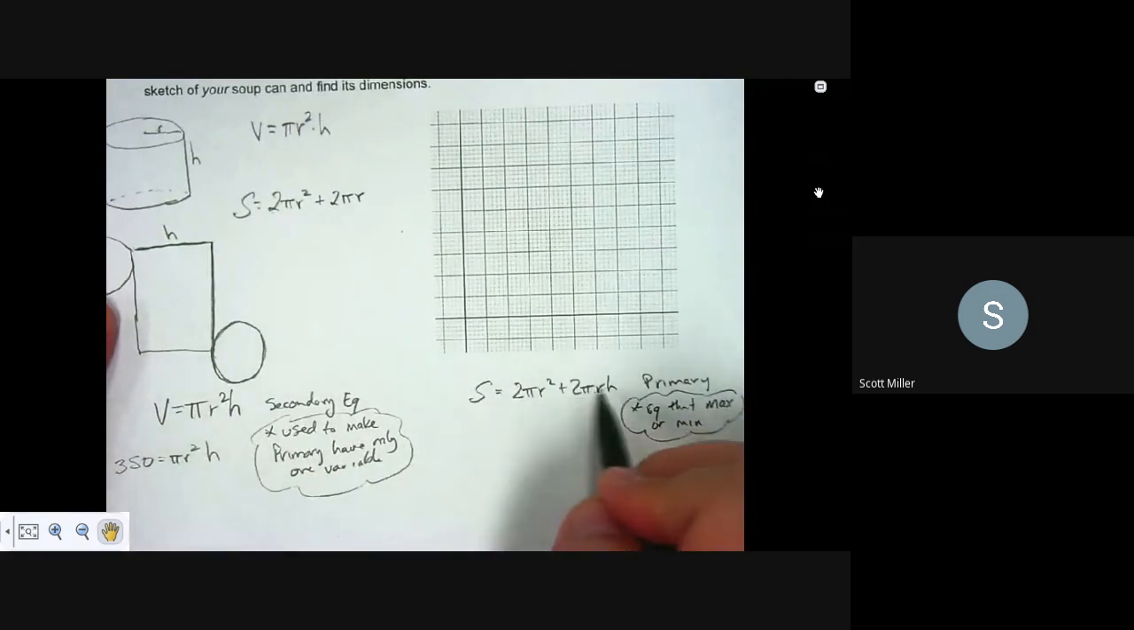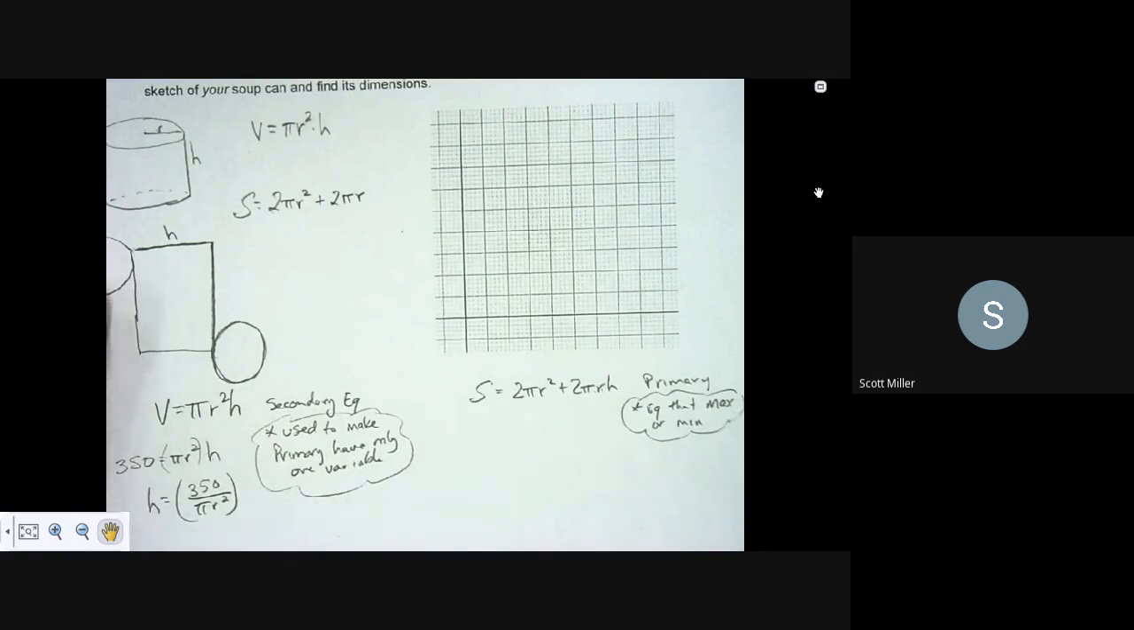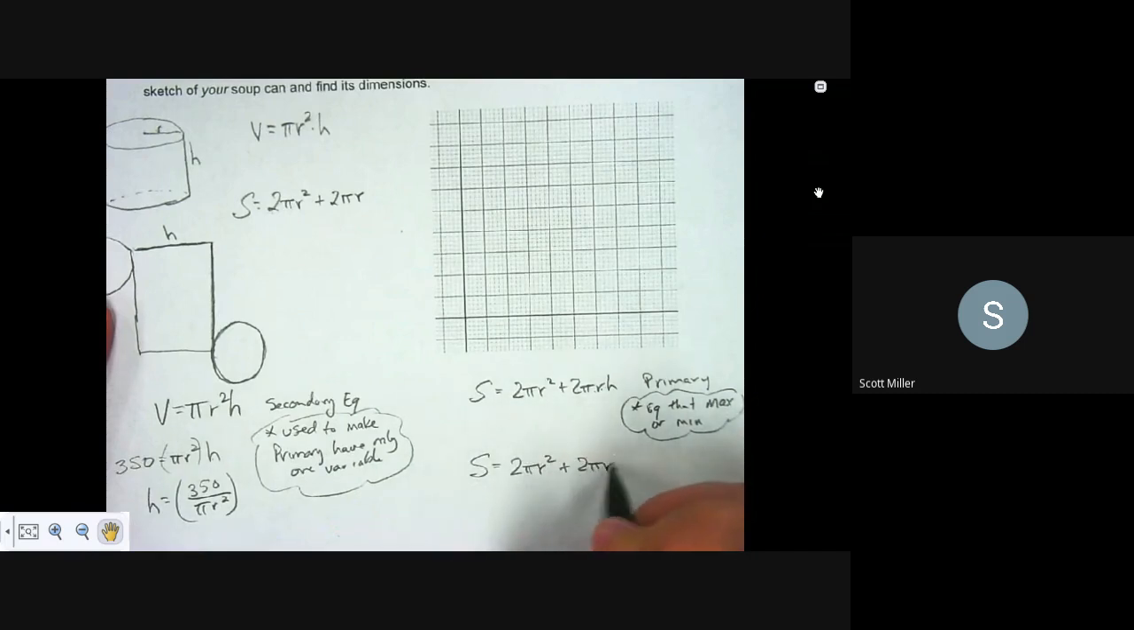And so you can see that it's very easy to solve for h. I don't want to solve for r because there's two places over here and they're two different kinds. There's an r squared and an r. It's a little bit harder to do. So it's easier to solve for the h, which means this quantity in the front has to divide out over here. So I get h is 350 divided by pi r squared. And that's the purpose of the secondary equation. I'm going to take that quantity and substitute it over here into my primary: 2 pi r squared plus 2 times pi times r times 350 over pi r squared.